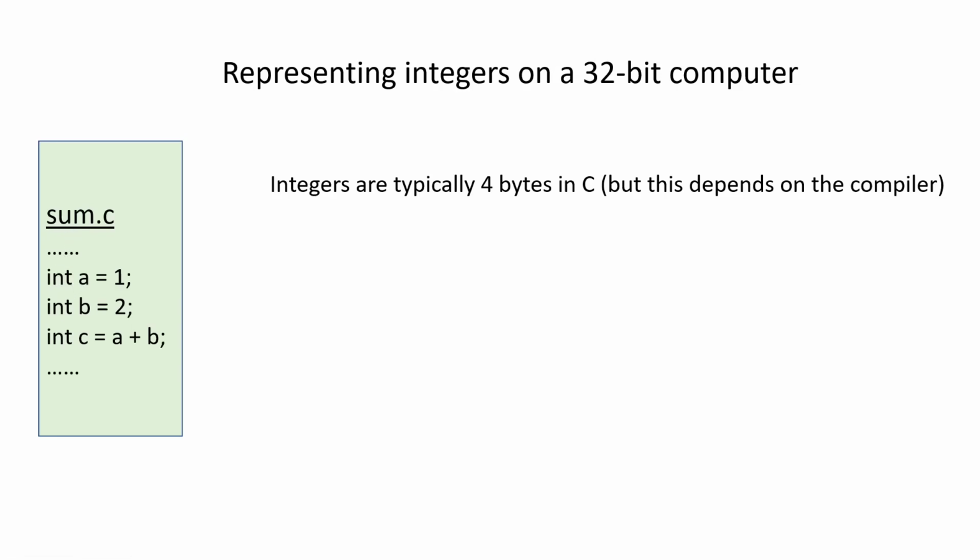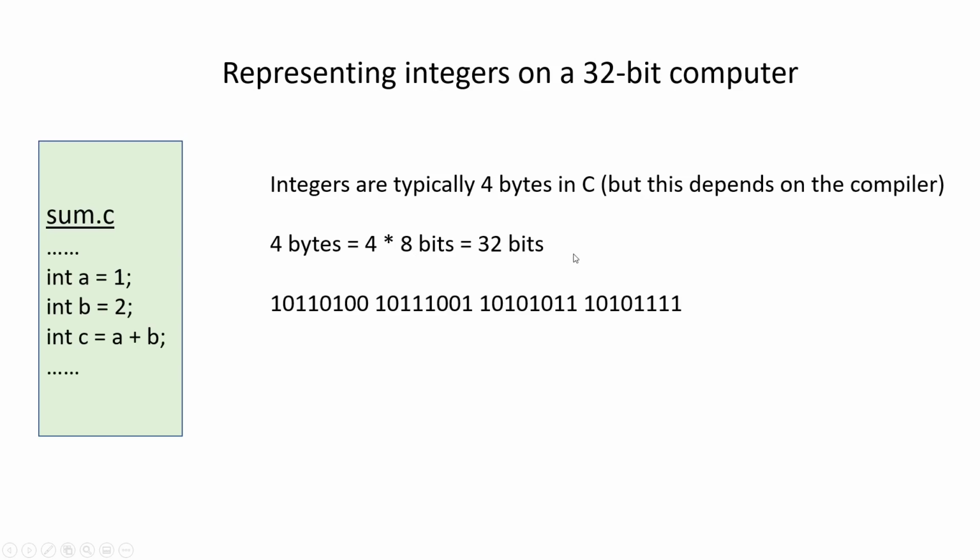Integers are typically 4 bytes in C. This depends on the compiler, and we actually have a number of different types of integers we can use. There's short integers and long integers, and they have different numbers of bits that are reserved for them. But typically, the normal int, like this one that I'm using right here in the code, is 4 bytes. So that means that with 4 bytes, there's 8 bits per byte. I've got 4 of them. I've got 32 bits total. So here's an example. This could be a number that I'm storing in memory.